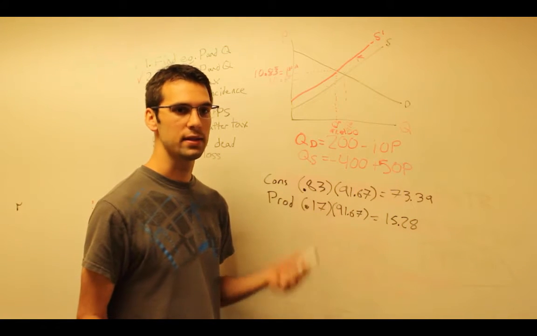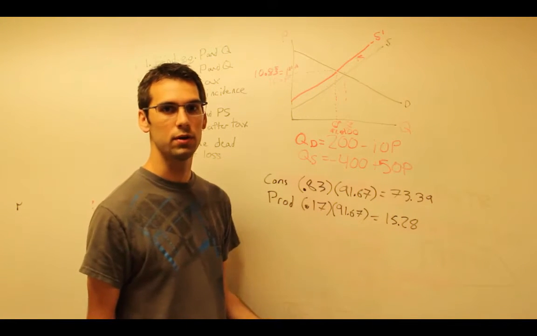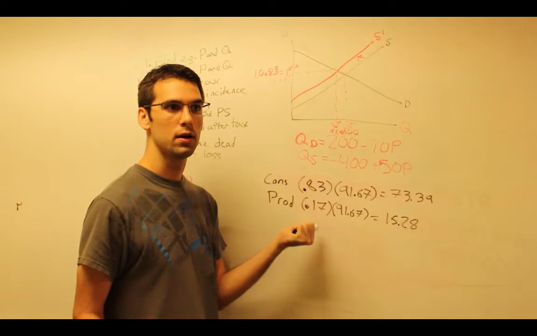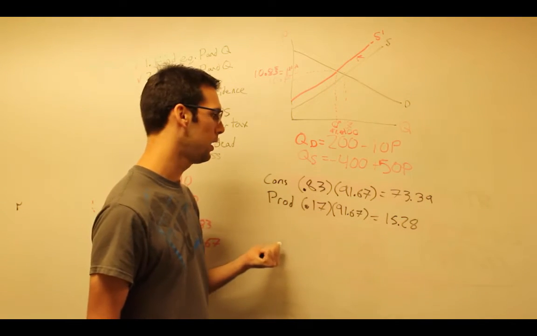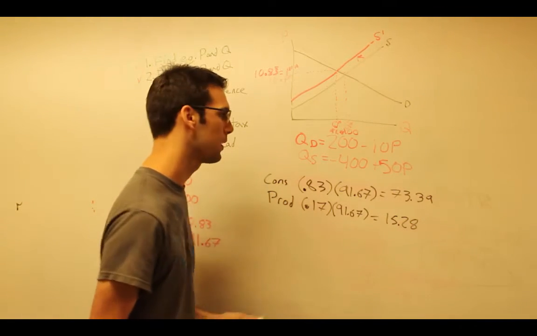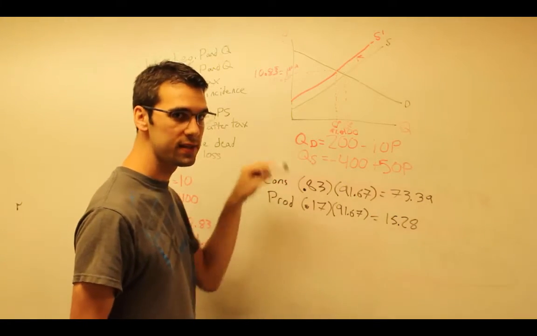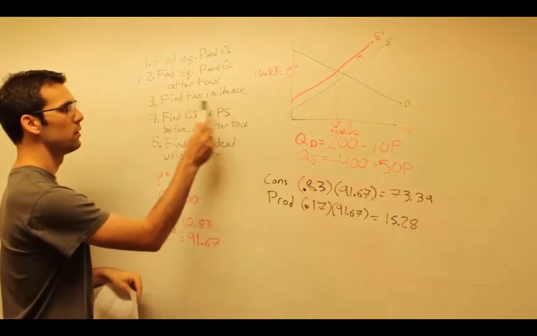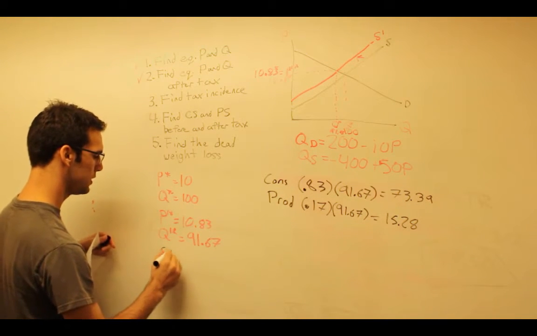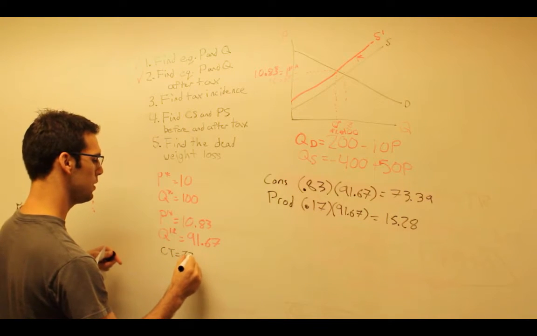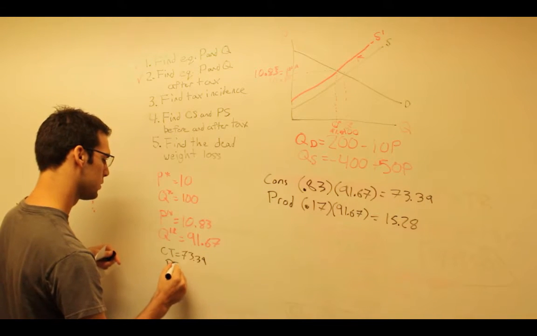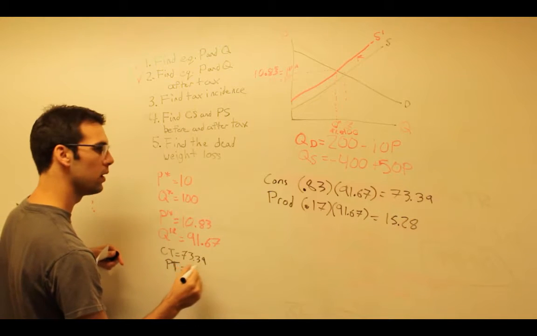So if you ever hear that there's a tax being put on some good, and then people say, well, they're just going to pass it all on to the consumer, well, that can be true, but usually the producer is also going to absorb some of that cost of the tax, and this method allows us to determine what that breakdown actually ends up being if we know the supply and demand and the size of the tax and so forth. So we wanted to find the tax incidence, and we did. So the consumer tax was 73.39, and the producer tax was 15.28.